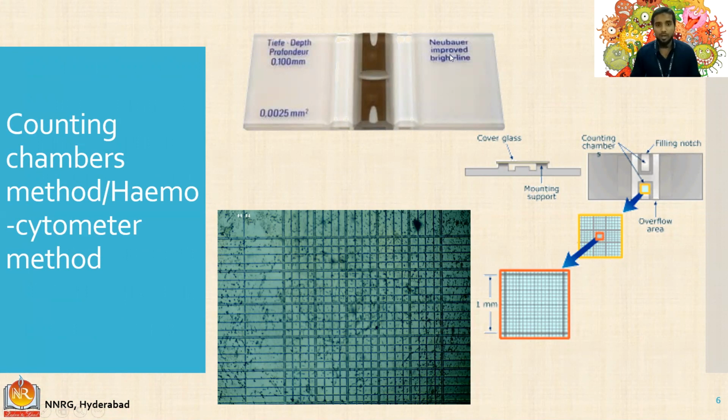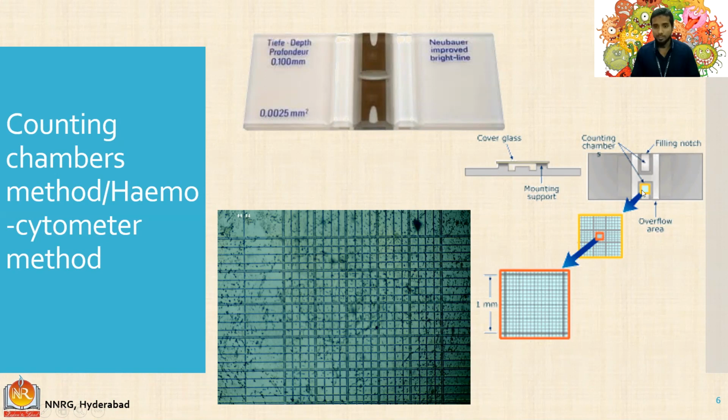It has a new bar, improved bright line. The lines you can see here are very tiny and hardly visible. The bright color in this, those are the grid lines. Whatever grid lines you see here will be present here. This is the new bar slide, and the two upward extensions are called mounting support, where we put the slide or the cover glass on which the blood sample or the microbial suspension is added. After that we observe under the microscope.